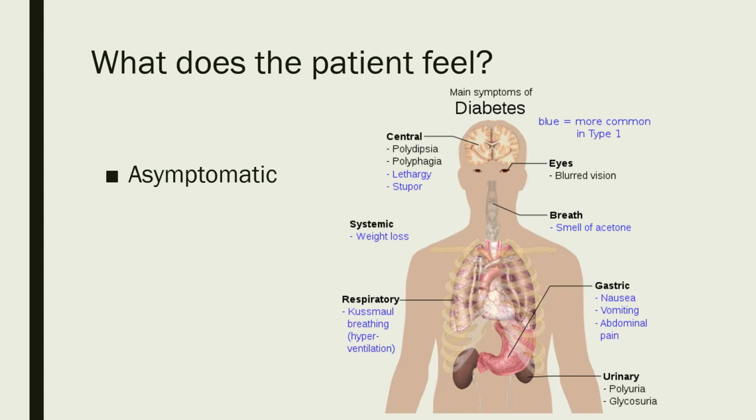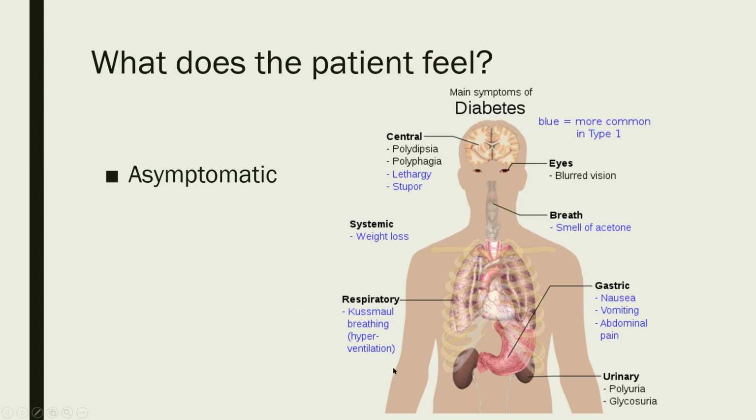As the disease progresses, then we start to feel more and more things. We can start having blurred vision, a lot of thirst, a lot of hunger, that's called polydipsia and polyphagia or polyphagy. We can, at higher levels, especially in type 1 diabetes, start with lethargy and stupor, a patient that is falling into a coma. We can have weight loss. This is a very bad sign of diabetes. It means that it's progressing really fast.